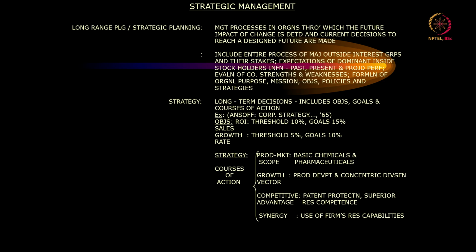The second vector space here is what is called the growth vector. What is this growth vector? This growth vector looks at product development and concentric diversification. What is this concentric diversification? We will explain when we go along in the coming classes. The third vector space is on competitive advantage. What is this competitive advantage? We are looking at patent protection, superior research competence. The fourth vector space we are looking at is use of firms' research capabilities and production technology.